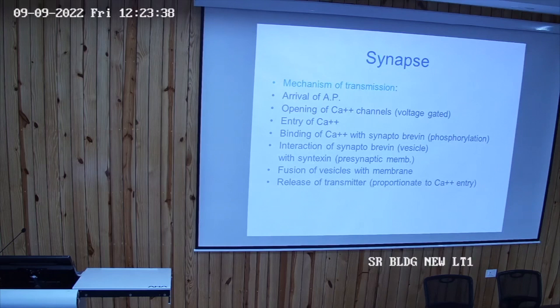So the synaptobrevin, after getting phosphorylated, interacts with the syntaxin because of the fusion of the vesicle with the membrane. So interaction is going on here, and ultimately this fusion of the vesicle with the membrane causes release of the neurotransmitter from the presynaptic terminal into the synaptic gap or synaptic gutter. So release of the transmitter is there, and as I have said, this release of the transmitter is related directly to the amount of the calcium which has entered by the change in the action potential or the change in the membrane potential of the presynaptic terminal.